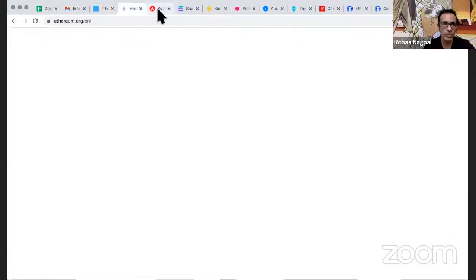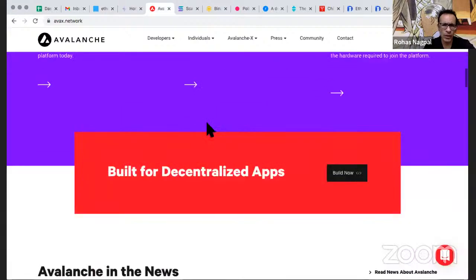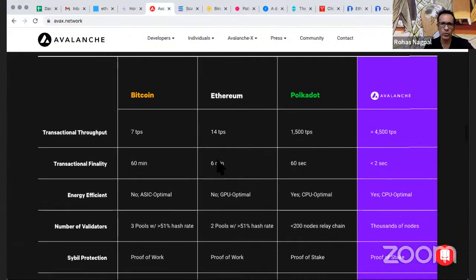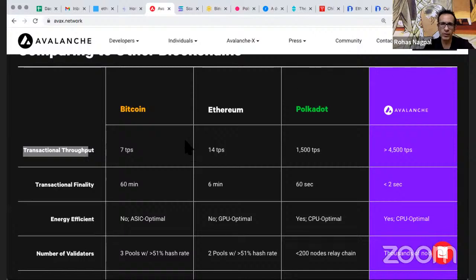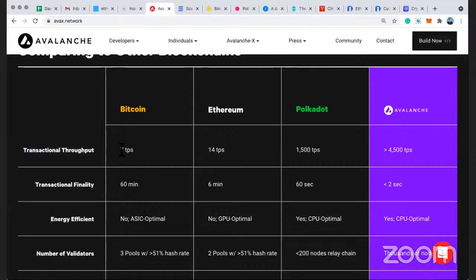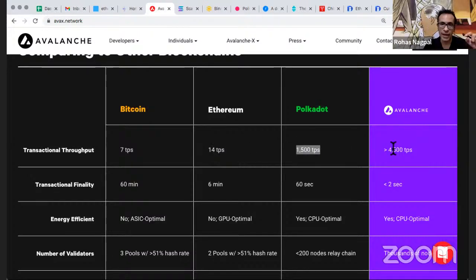Let me show you some statistics. Here you'll be able to see statistics. Can you see the transactional throughput of Bitcoin? Are you able to see that? Yes. So it's 7 transactions per second, Ethereum 14, Polkadot 1500, and Avalanche 4500. So we begin to realize that Bitcoin and Ethereum, because they are the earlier generations, have limitations in technology, because of which, first of all, they're really slow. Second, the transactional finality is also higher.